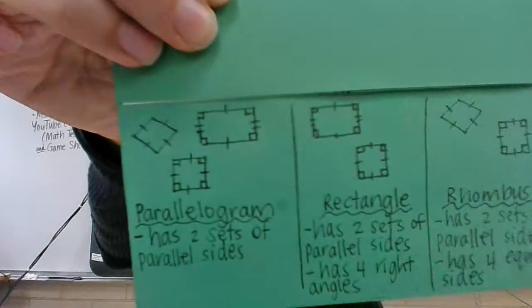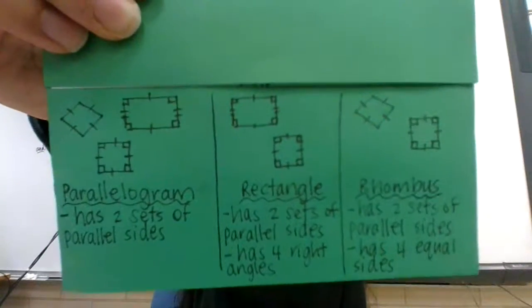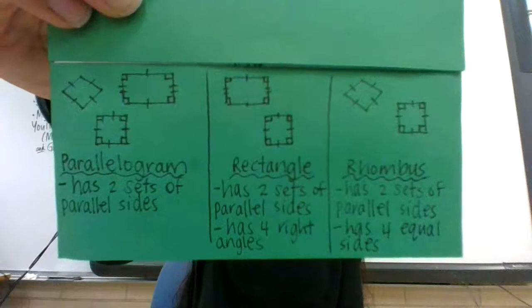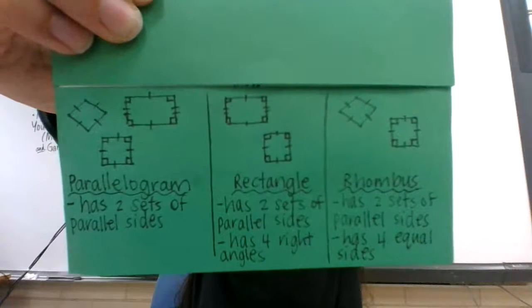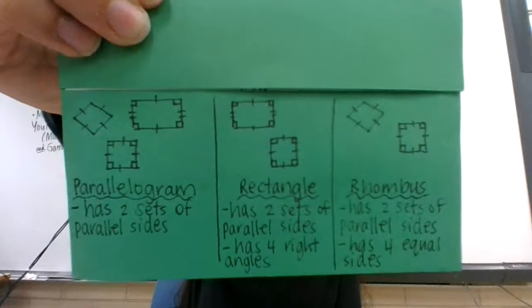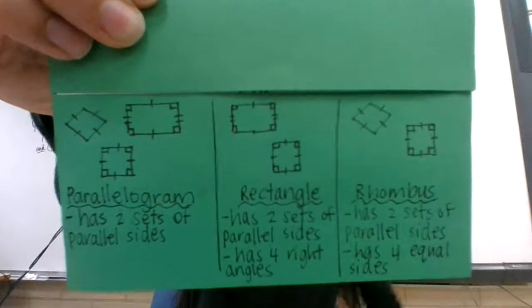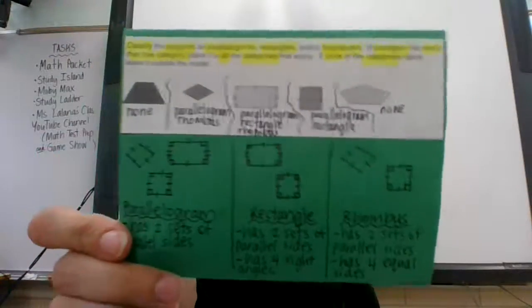Now, the other way is I took the chart and I went ahead and just drew them in the columns. So these are our three parallelograms. These are the two rectangles. And we have two rhombuses in the question. Now, if you want to just write it all, that's fine too.